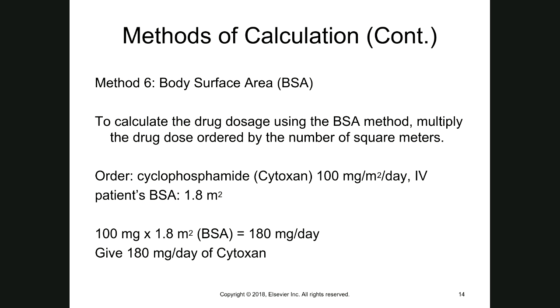And then you want to make sure when calculating the BSA using centimeters and kilograms, the following formula applies. You're going to have the BSA equals the height in centimeters and the weight in kilograms, divided by the 3600 constant.